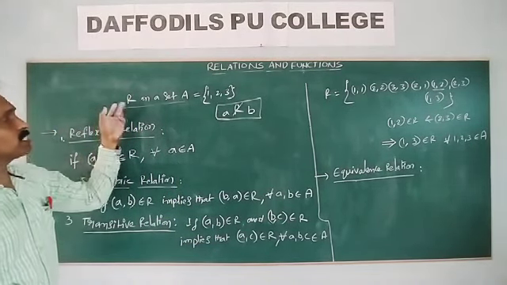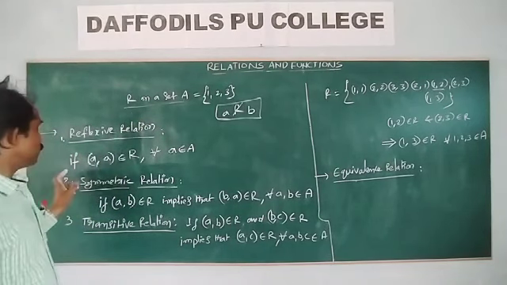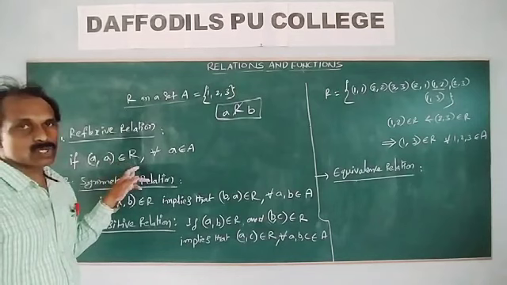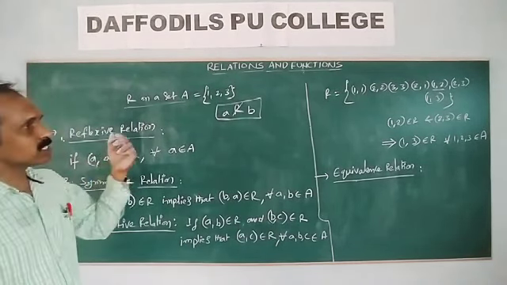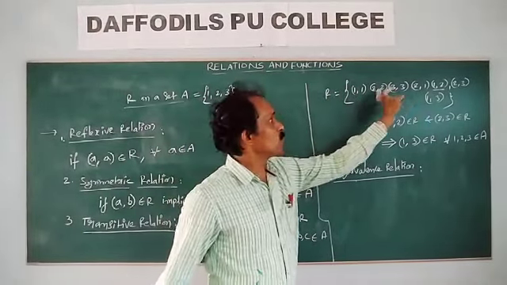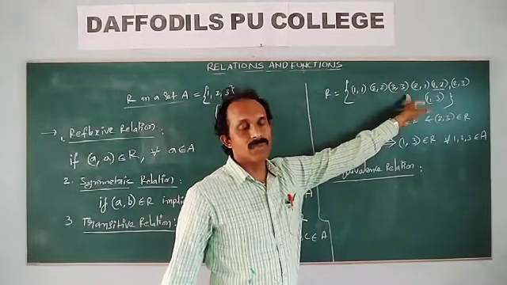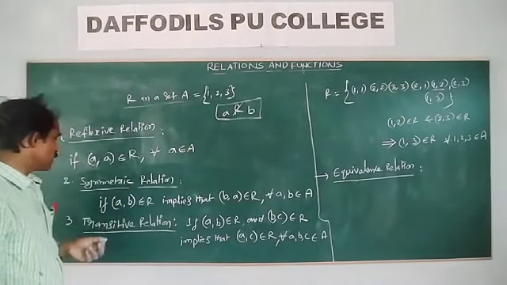Next important concept, reflexive relation. A relation R is said to be reflexive on set A if (a, a) belongs to R, meaning this element belongs to R. For example, suppose we consider the set 1, 2, 3. The pairs (1,1), (2,2), (3,3) are the same-element pairs, so those also belong to R. Then only we call it a reflexive relation.